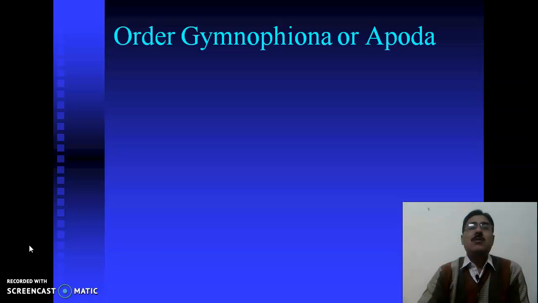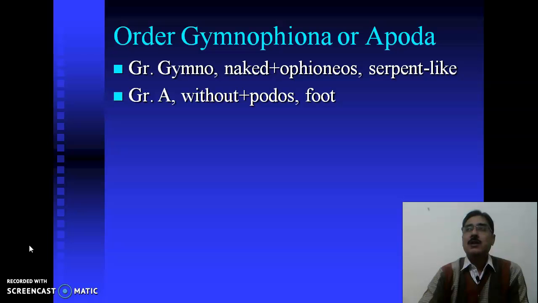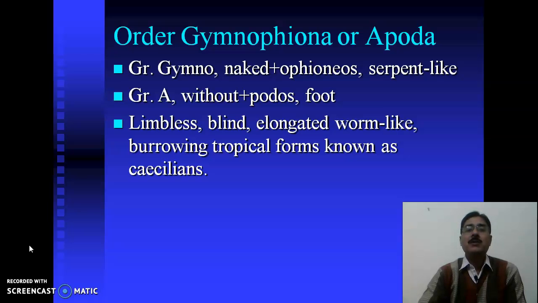Next, the third order, Gymnophiona or Apoda. Gymno means naked and ophionios means serpent-like. It means serpent-like naked amphibians. A means absent or without, and podos means foot. It means they are footless or limbless amphibians. So basically they are blind, elongated, worm-like, burrowing tropical forms known as caecilians.